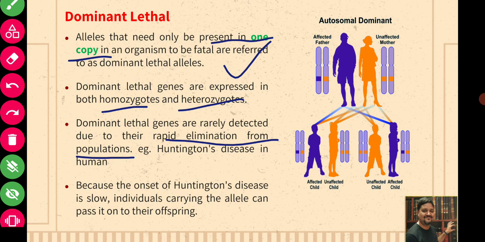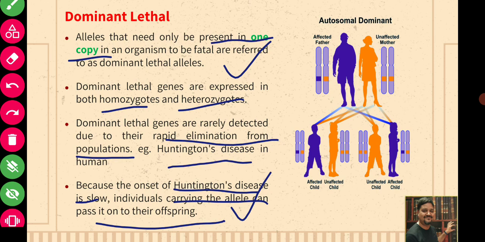So how to detect that? It is very difficult to detect in animals. I could not find an example of dominant lethal in animals. There may be, but I could not get it. But in humans, there is a condition, Huntington disease. Why can it be detected in humans? Because the onset of Huntington disease is slow in humans. So humans are not dying at an early embryonic stage, but at a later part of life. That is why the individual carrying the allele can pass it on to the offspring.